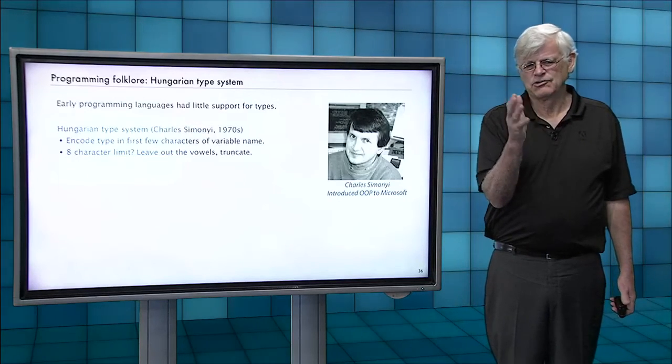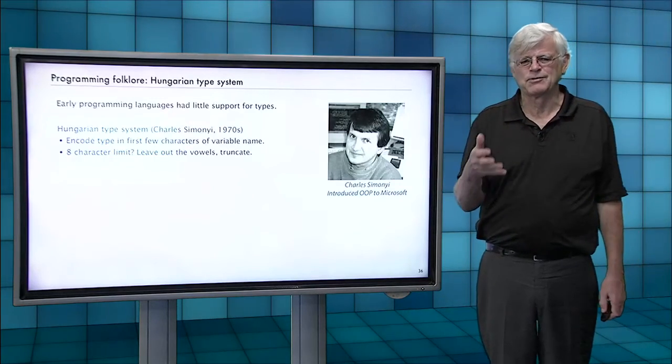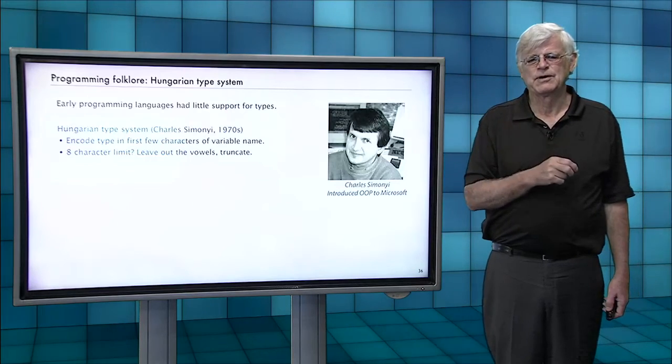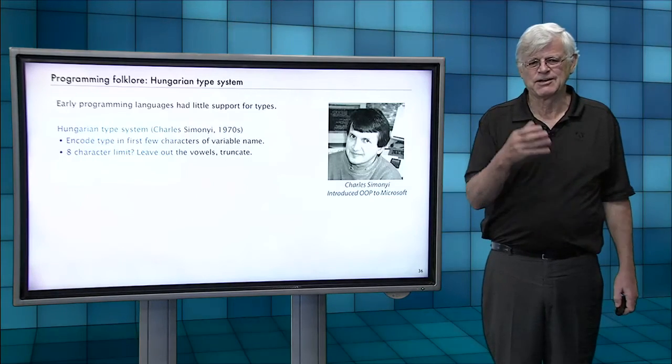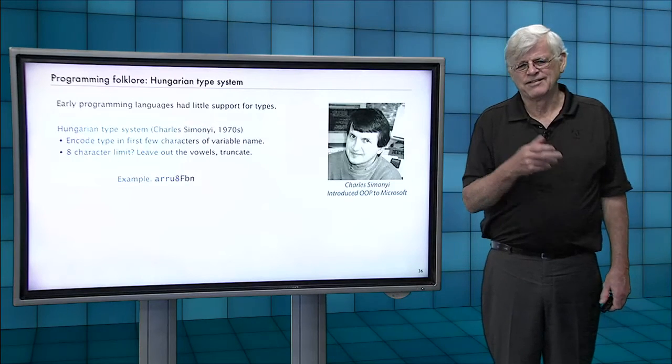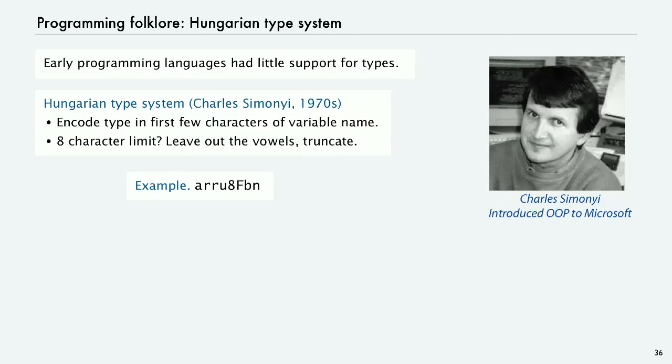But Charles said, well, I have to write programs that deal with strings and other types of data. I'm going to put the type in the first few characters of the variable name. Now, again, we had tiny computers, and there were limits, and so you could only have an 8-character limit, so it'd leave out the vowels and then truncate. So a typical variable name in Charles's code would be ARRU8FBN. And so that's an array of 8-bit integers that are unsigned, and the variable name is short for Fibonacci. And to Charles, it was much more important to know the type than to have a clue of what the variable name was. And he and teams of programmers that worked with him wrote huge programs based on this system.